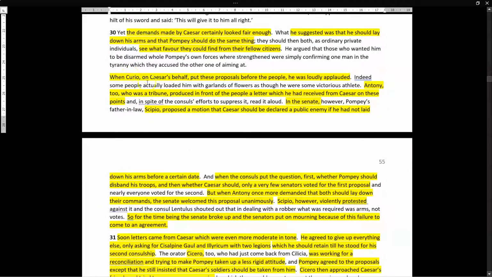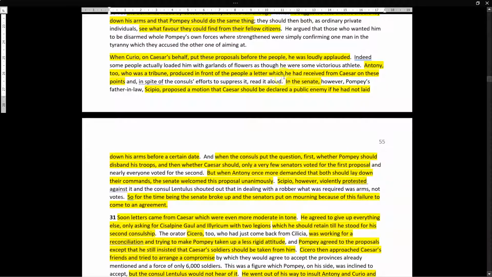So Curio is now working for Caesar. He's been bribed to do so, put these proposals before the people, and he was applauded. So the people seem to be on Caesar's side. We also then have the first mention of Marcus Antony, who had been fighting with Caesar in the Gallic Wars, and he was a tribune. So he produced in front of the people a letter which he received from Caesar on these points, and everybody's really happy about it.